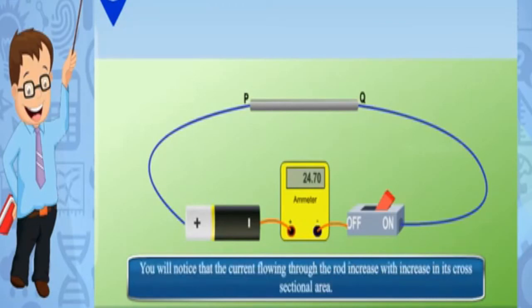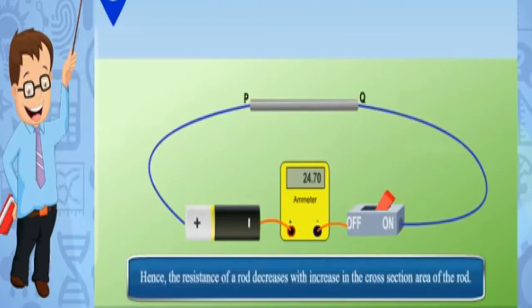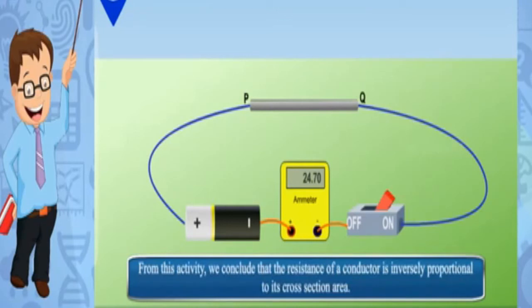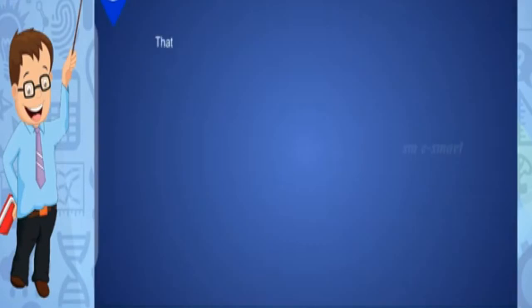You will notice that the current flowing through the rod increases with increase in its cross-sectional area. Hence, the resistance of a rod decreases with increase in the cross-section area of the rod. From this activity, we conclude that the resistance of a conductor is inversely proportional to its cross-section area. That is, R is directly proportional to 1 by A at constant temperature and length of the conductor. Let us consider it as equation 2.